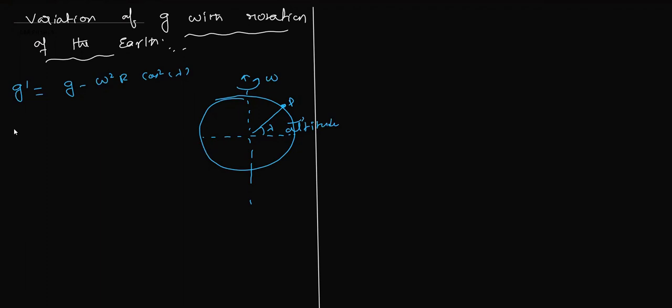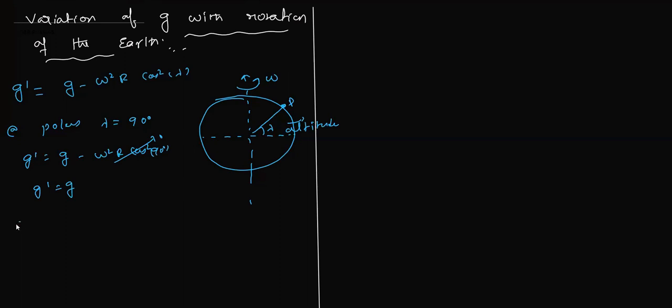For example, at the poles, the value of lambda is 90 degrees. The line will go here and the angle will become 90. Since cos 90 is 0, g dash equals g minus omega square R cos square 90. Cos square 90 becomes 0, therefore g dash equals g at the poles.